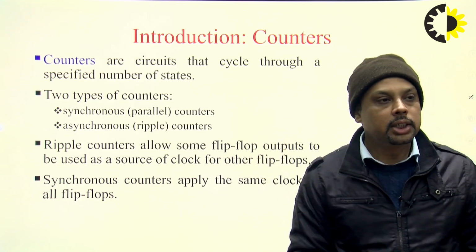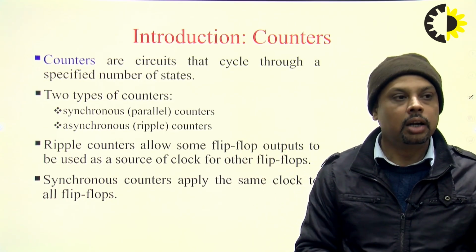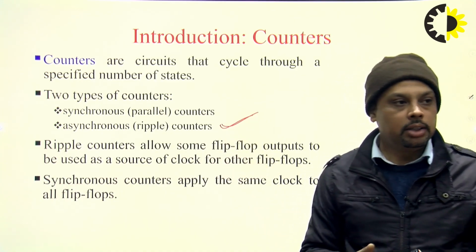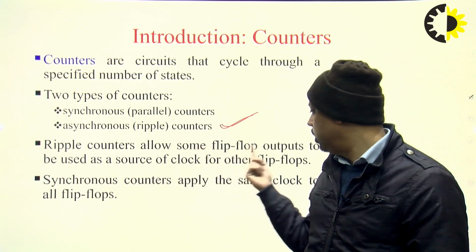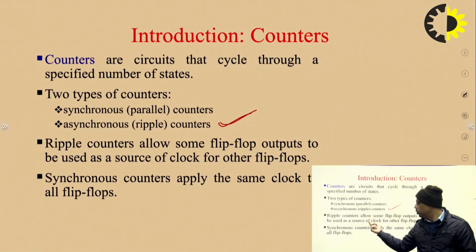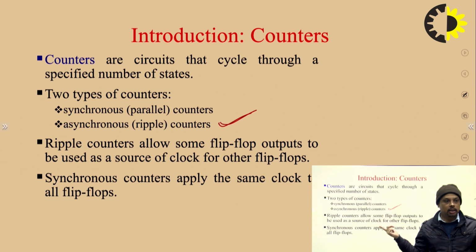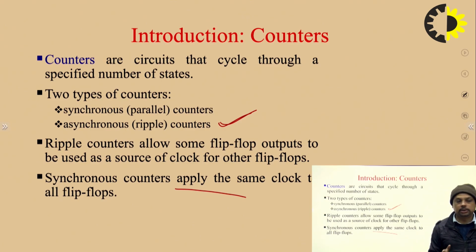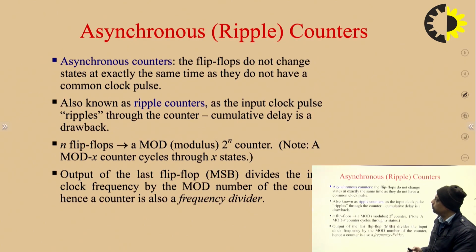There are two types of counters, synchronous and asynchronous counters. We are going to focus on the ripple counter in this lecture. The ripple counter allows some flip flop outputs to be used as a source of the clock, as I explained in the previous slide, where one flip flop's output serves as the clock of another, while in a synchronous counter, all the flip flops get the same clock pulse. Asynchronous and ripple counters.